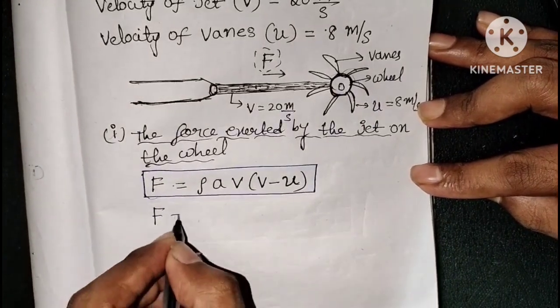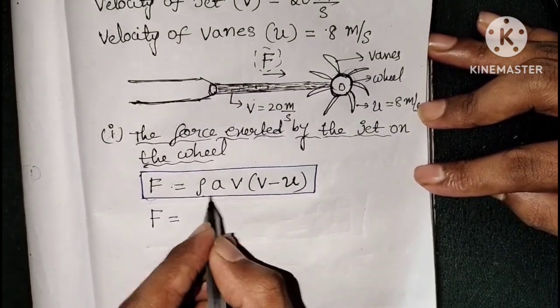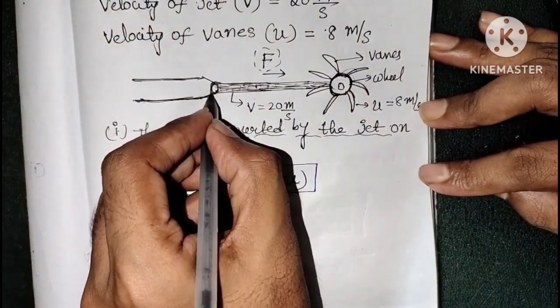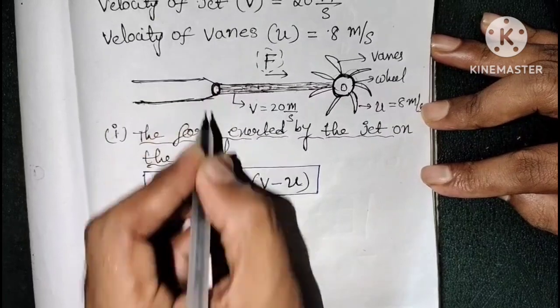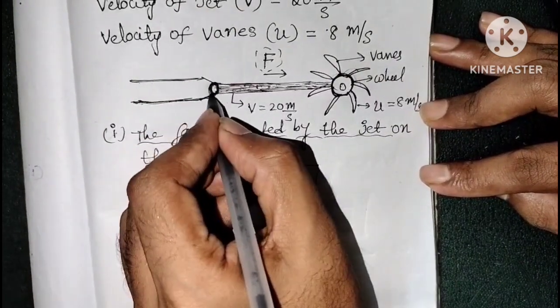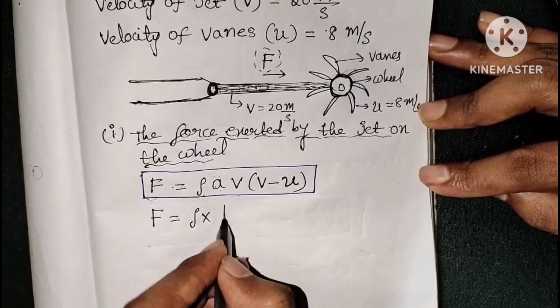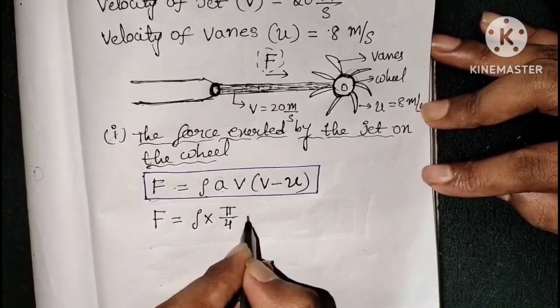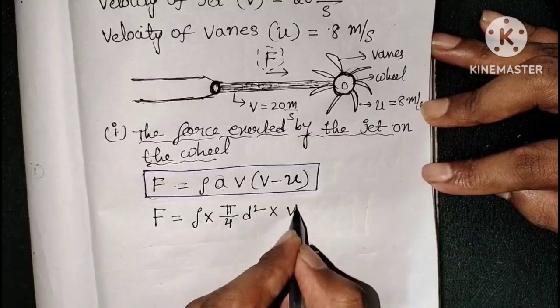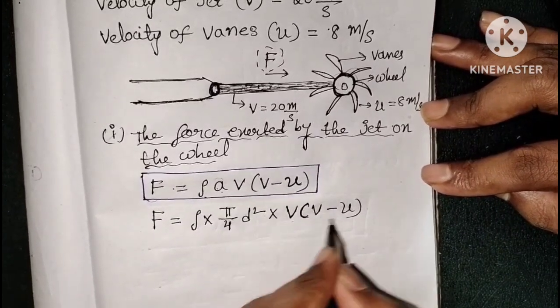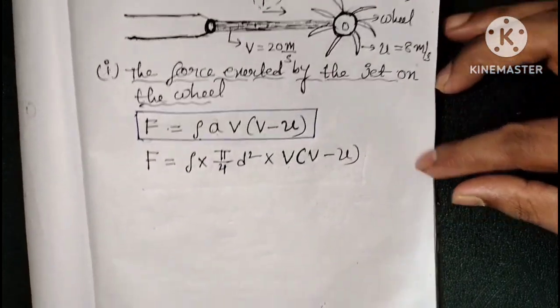So F is equal to, here rho means density, A means area of the jet. What is the cross section area of the jet? It is a circular cross section. So rho into area of jet, which for a circle is pi by 4 into d square, into velocity, which is already given, into (V minus U). Here capital V means velocity of jet and small u means velocity of vanes.